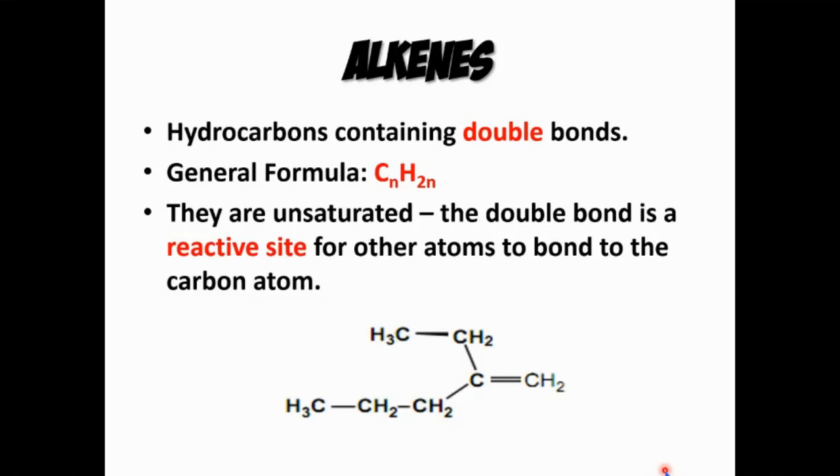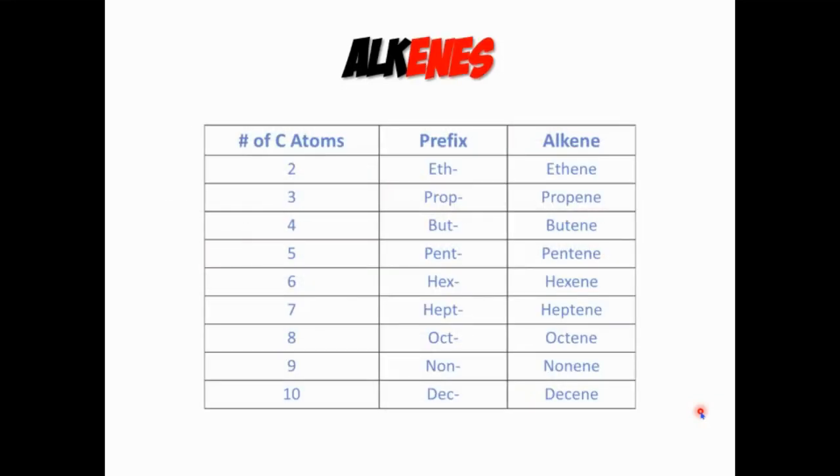Then next po, to become more specific in terms of alkenes, hydrocarbons containing double bonds, their general formula is CnH2n. They are unsaturated because the double bond is a reactive site for other atoms to bond to the carbon atom. So ganun lang po. So ayan po, meron tayong mga alkenes, meron tayong mga prefixes and then proper names for the alkene, just like ethene, propene, butene, pentene, hexene, heptene, octene, nonene, decene, ganun. So ayun po yung example ng mga alkenes.